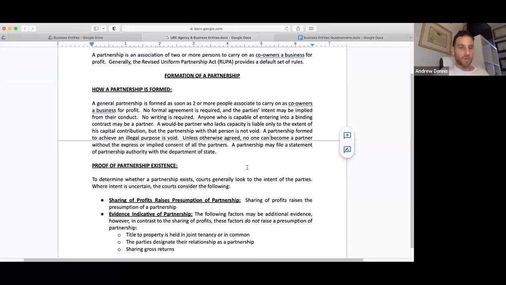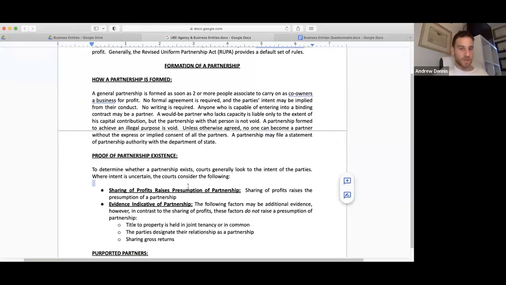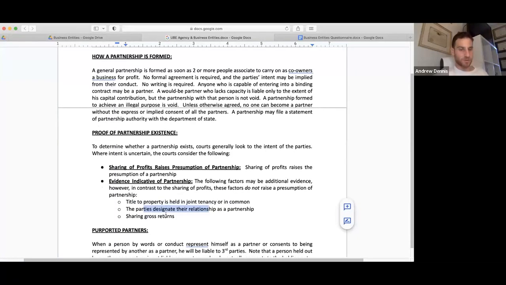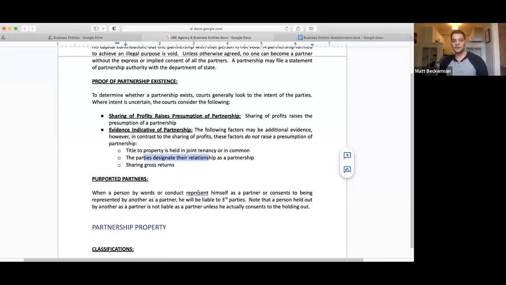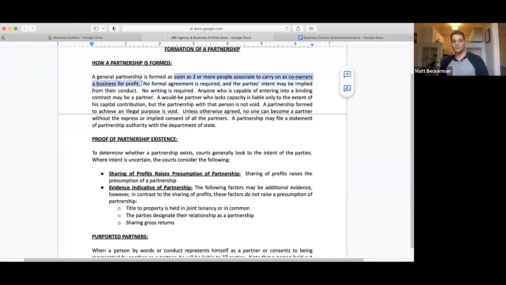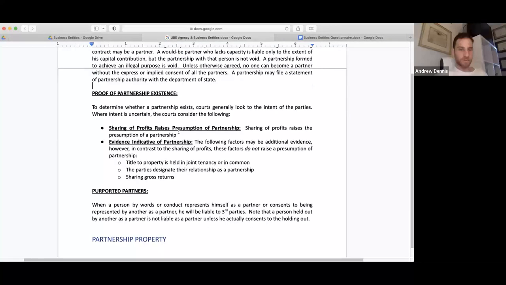So how do you prove a partnership exists? Easiest way is sharing your profits. There can also be title to property held in joint tenancy, parties designate the relationship as partnership, or sharing gross returns. Definitely know the definition of a partnership. People carrying on as co-owners of a business for profit. Definitely know that.